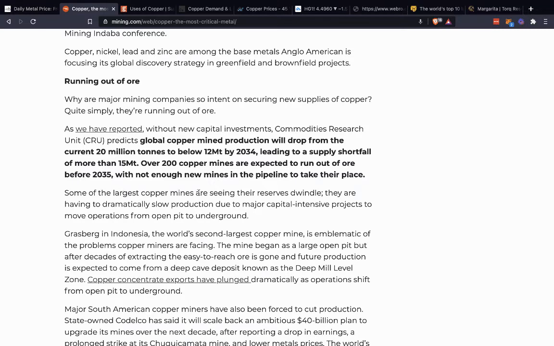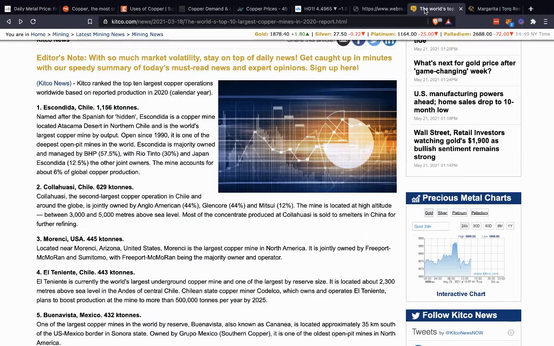Some of the largest copper mines are seeing their reserves dwindle. They are having dramatically slowed production due to the major capital intensive projects to move operations from open pit to underground. Okay, so this is very important. So, for example, here in Indonesia, the world's second largest copper mine, obviously, let's see. So, do they have it listed as the second largest? Yeah, okay. So, you see, this is the thing, guys.